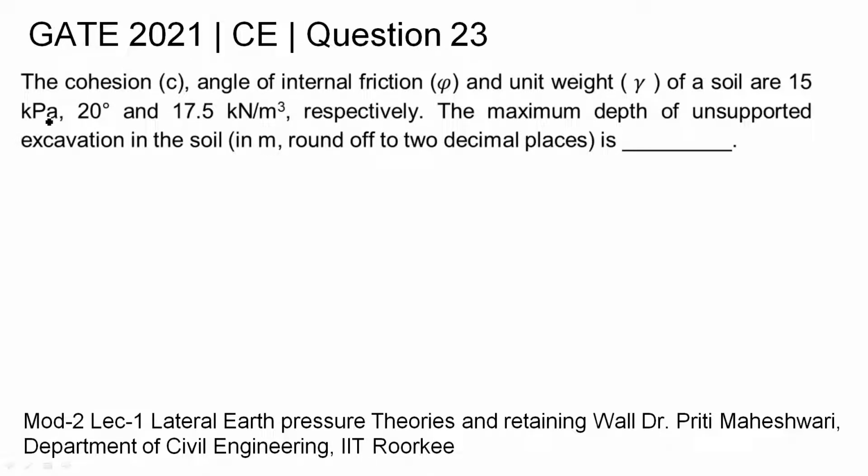So just first quickly recall that theory. That theory says the active earth pressure at any depth z is equal to K gamma z minus 2c root over K, where K is the active earth pressure coefficient, which value is 1 minus sin phi by 1 plus sin phi, where phi is the angle of internal friction, gamma is the unit weight of soil, c is the cohesion of that soil.